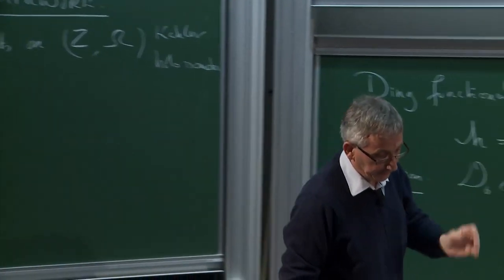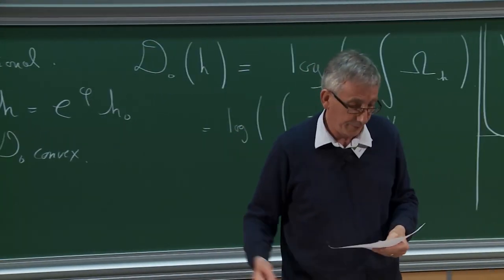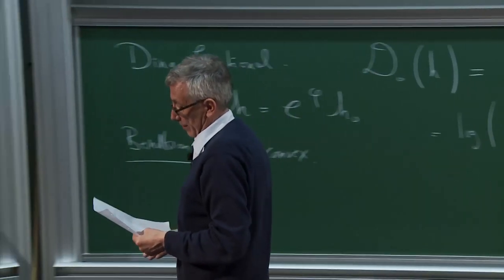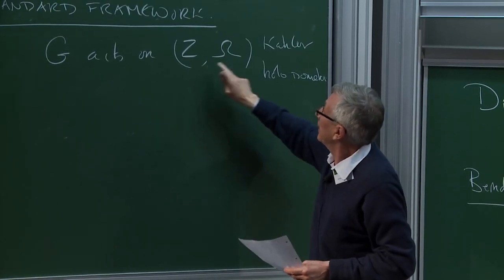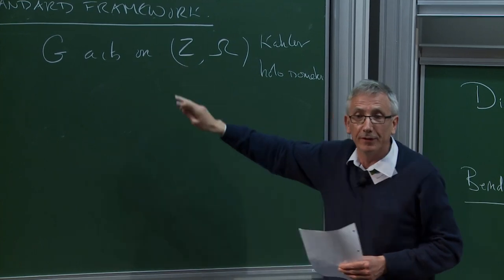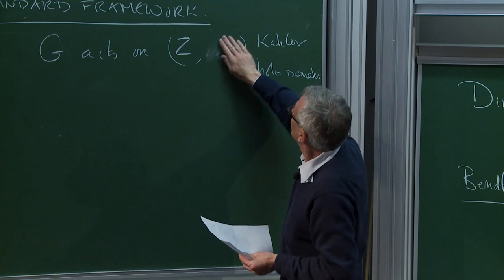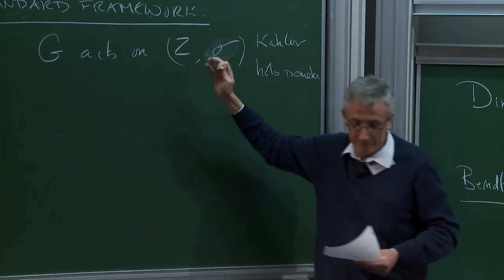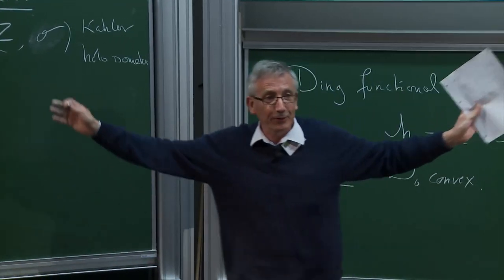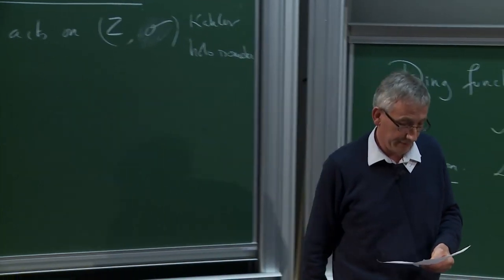In a moment, we'll be extending the ideas to have infinite dimensional analogies. But think of this as a capital omega. Omega is the symplectic, the Kähler form on a space. Forget all about that. This is just saying we have a Kähler manifold and a group action.